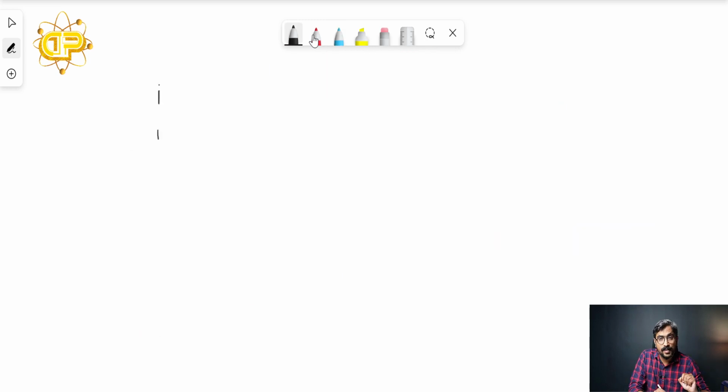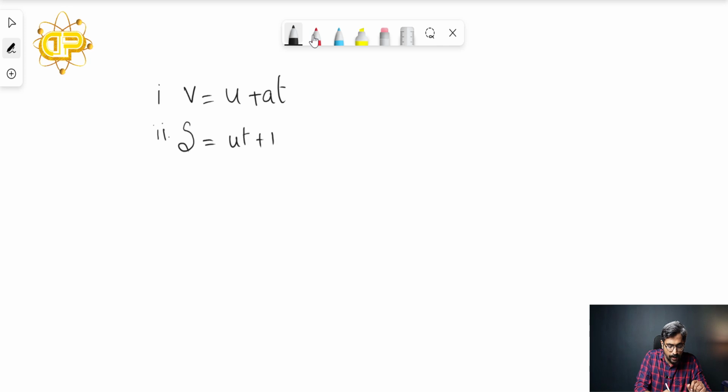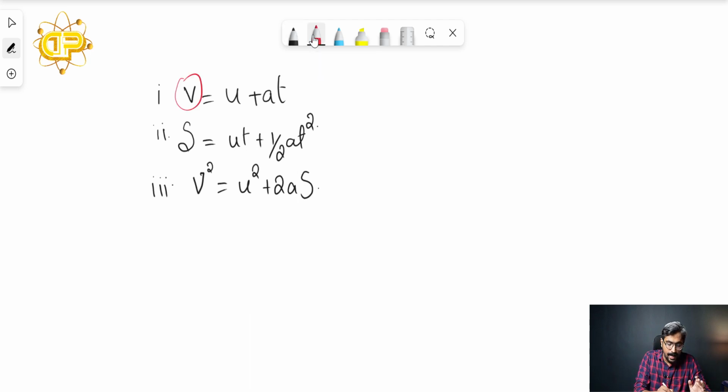Mainly we need to study three equations, and the first equation goes like this, that is v is equal to u plus at, and the second equation goes like this, that is s is equal to ut plus half at square, and the third equation, that is v square is equal to u square plus 2as. So see, the first equation is a relation between velocity and time, the second equation deals with displacement and time, and the third equation deals with velocity and displacement.